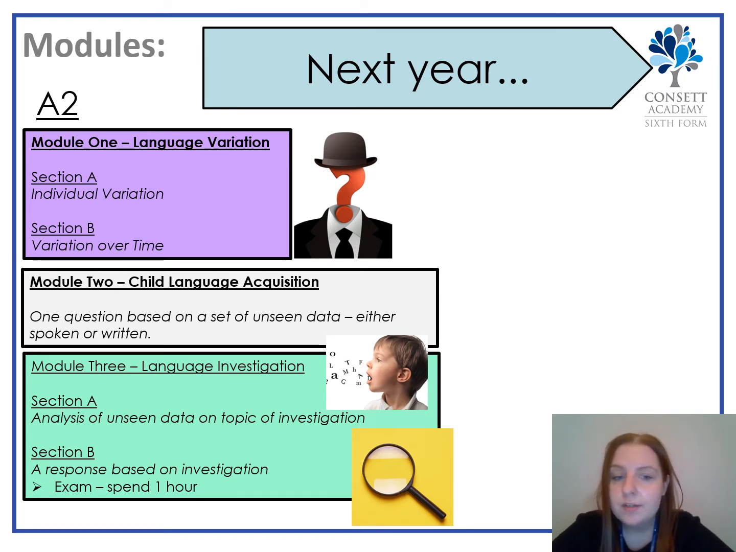There will be two sections to this. You will analyse some unseen data in relation to your investigation, and you will also provide a response for a full hour based upon your investigation there. It is really, really important for this section that you really get your teeth into the investigation that you are completing and you have a real interest into the subtopic that you're looking into.